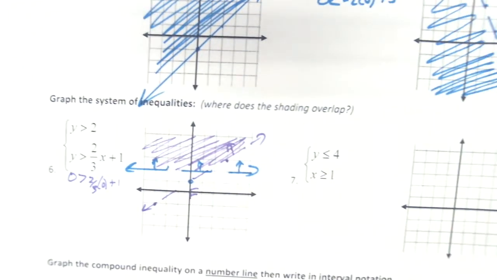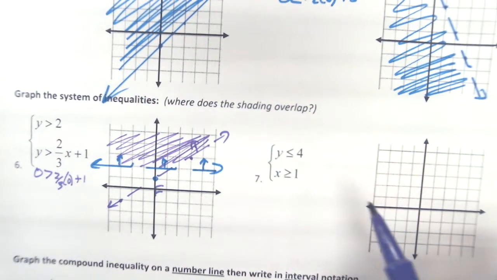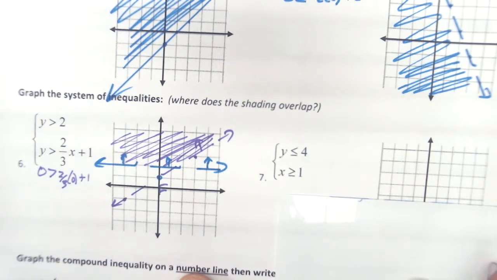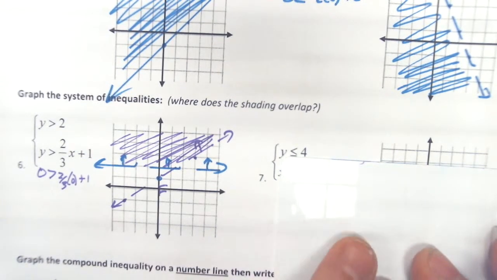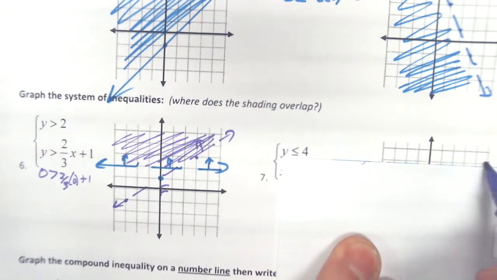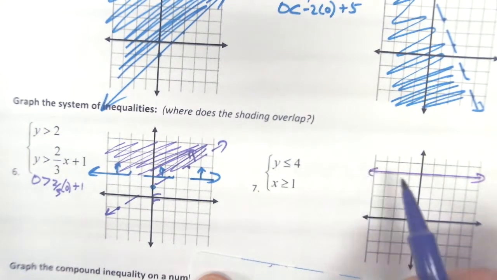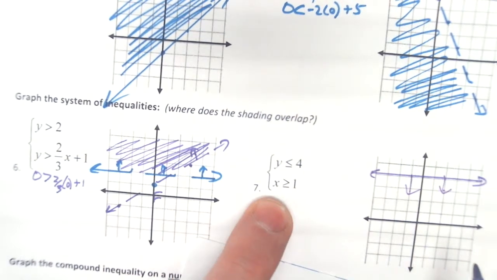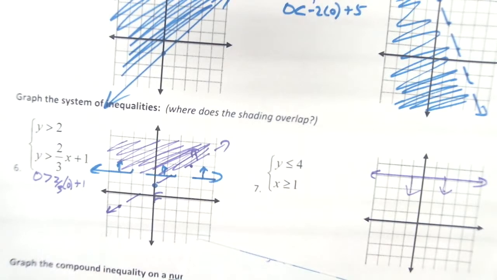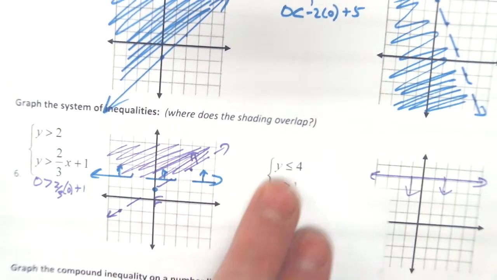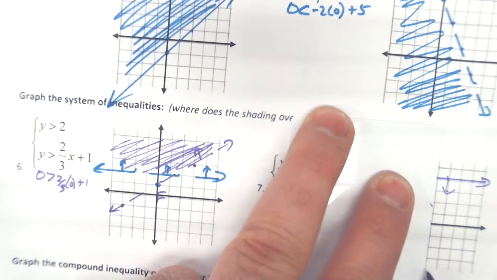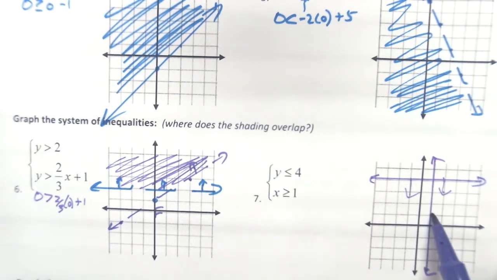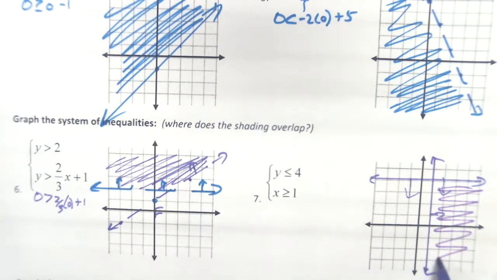For question number 7, y is less than or equal to 4. Again, y is a horizontal line, 1, 2, 3, 4. Solid line because of the equal sign, and I'm going to shade below it. The second inequality is x is greater than or equal to 1, which is a vertical line at 1, and it's a solid line, and greater than would be that direction, so we're going to shade that whole region.